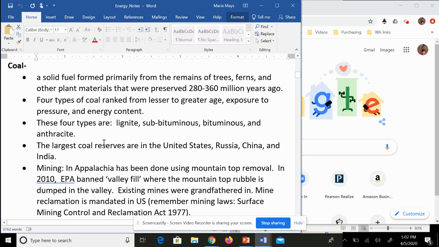All right, we're going to now go over the main types of energy. And again, this is going to be kind of brief because part of your work for this unit is going to be making infographics, and then we're going to be looking at everyone else's infographic. So that'll give us a little bit more of the information.